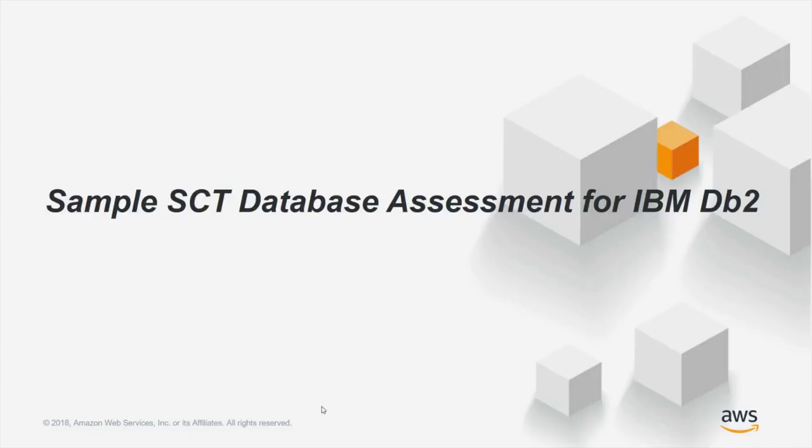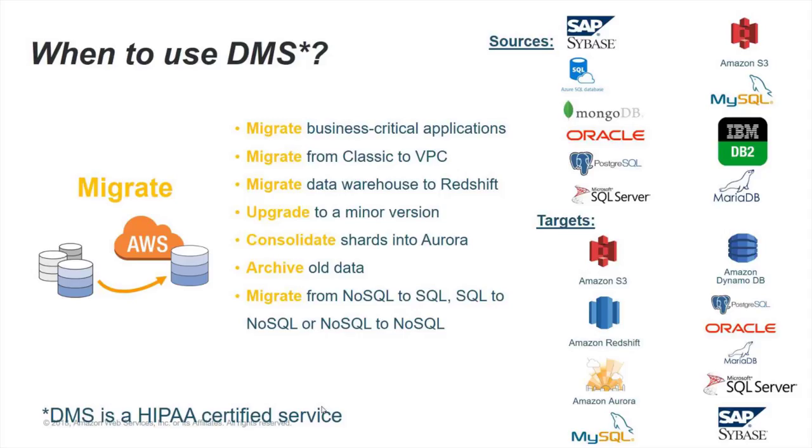Moving forward with DMS. So where does DMS come into the picture? DMS comes into the picture once you have migrated your database code successfully without any issues, you are done with your conversions, and you are just about ready to start migrating your current data from your on-premise environment to the cloud. DMS helps you migrate your business critical applications. It helps you migrate from your existing classic EC2 instances to VPC, making it more secure. You can migrate your existing commercial data warehouses to Redshift.